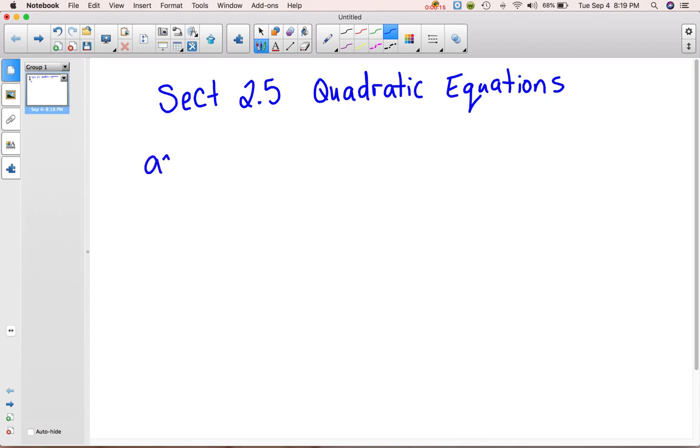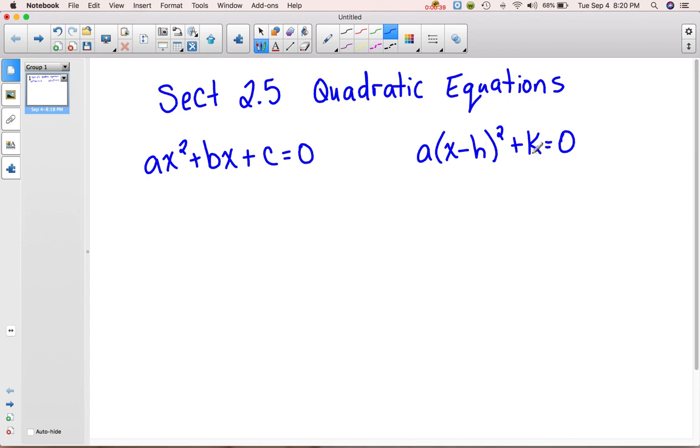It looks like ax squared plus bx plus c equals 0. We can identify quadratic equations because we know that the highest power is a 2. Sometimes we had it in vertex form, so you might see something like a times x minus h quantity squared plus k equals 0. And generally, if it's in this form, we would go about solving it a different way than if it is in standard form.